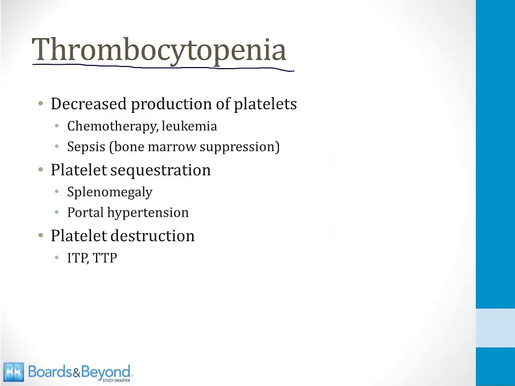Another cause of platelet-type bleeding is thrombocytopenia. If you have a very low platelet count for any reason, you can experience platelet-type bleeding. One of the places you will commonly see this in the hospital is in the ICU or in the oncology ward. This is because patients there often have decreased production of platelets.